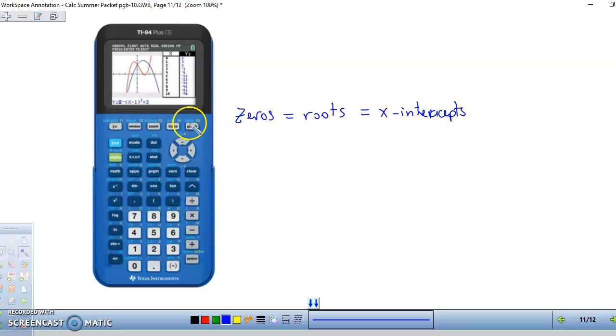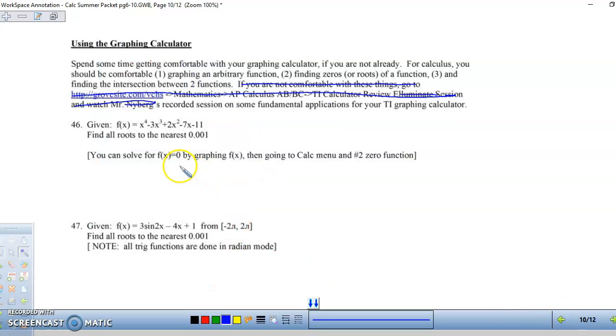Tables, so we'll go through tables in more detail in the next video. But calc is where you're going to find all of your roots. Okay, and that's what these guys are asking for. So it does give you a little bit of information. So that calc menu, and then you are going to do zeros.